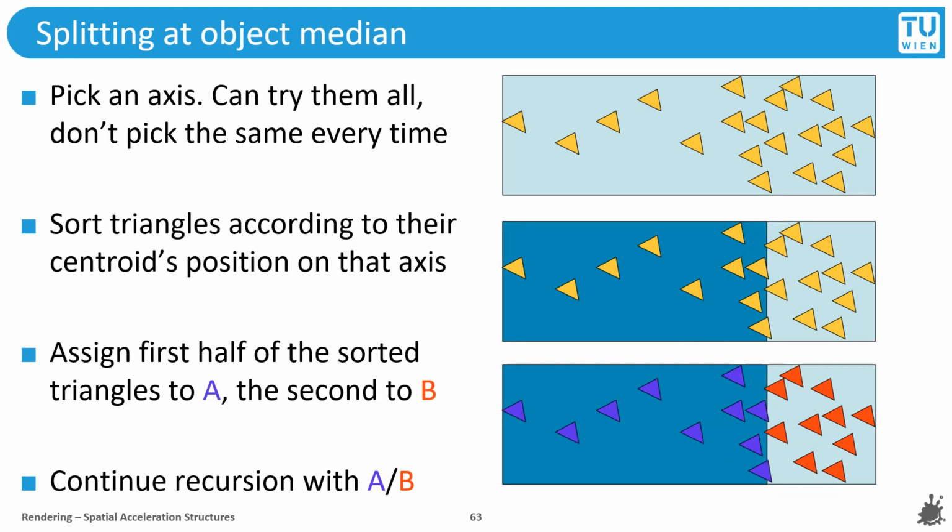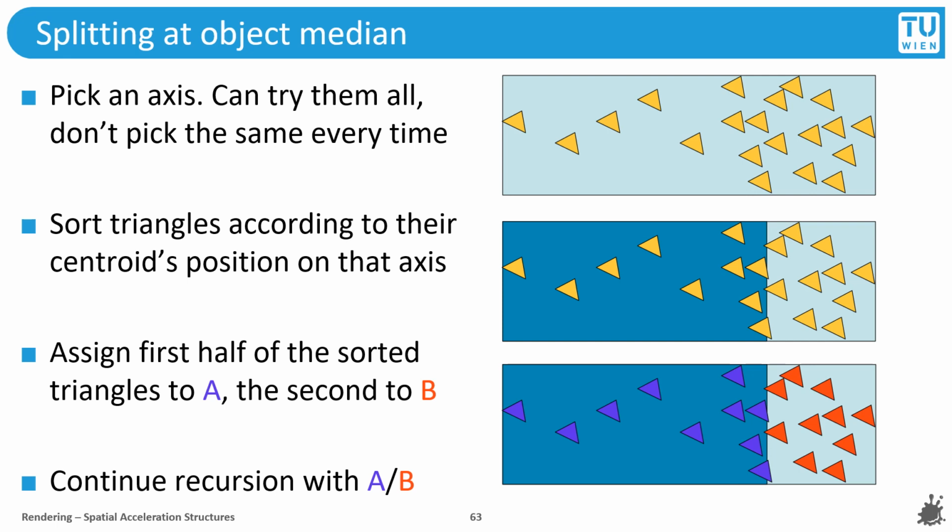The second option is splitting at object median, and this is a bit more involved in terms of computational effort. What you do is you pick an axis of the node bounds. You can try them all in sequence, just make sure you don't pick the same axis for every split every time. Sort the triangles according to their centroid's position on that axis, and then take the sorted set and assign the first half of the triangles to group A and the second half to group B.